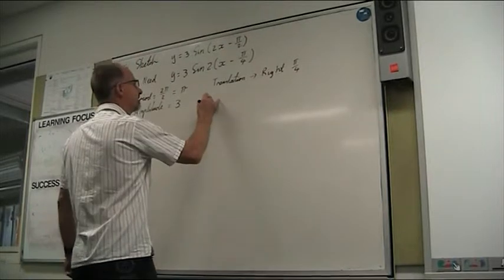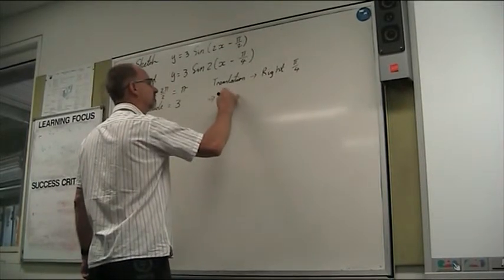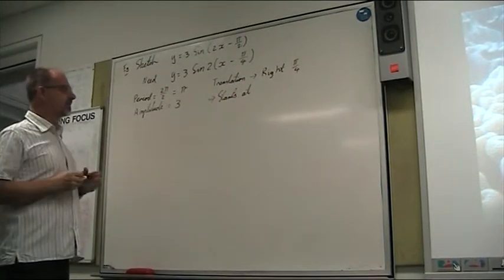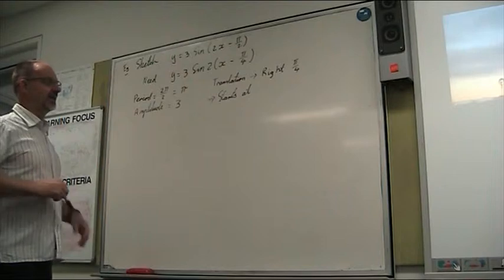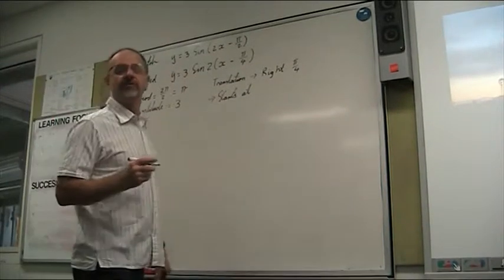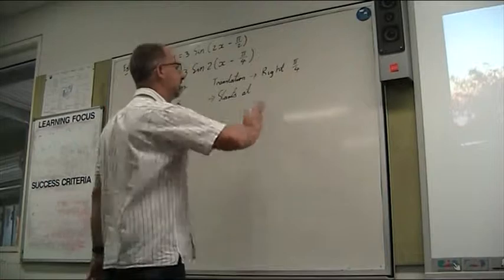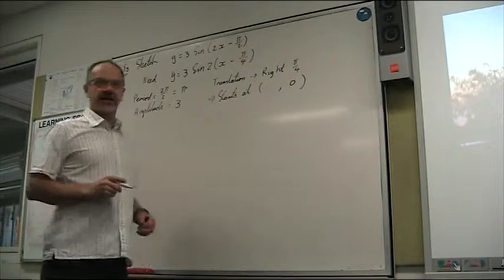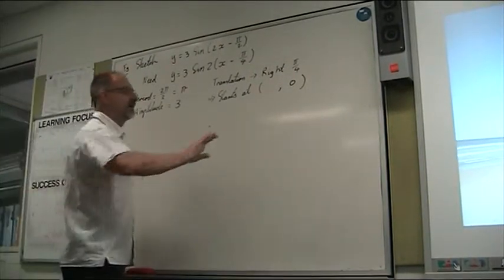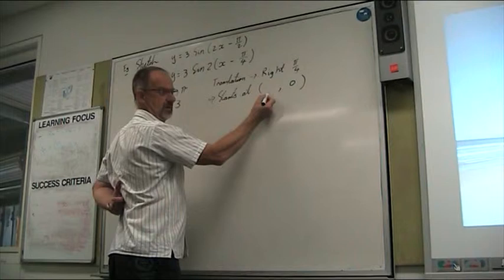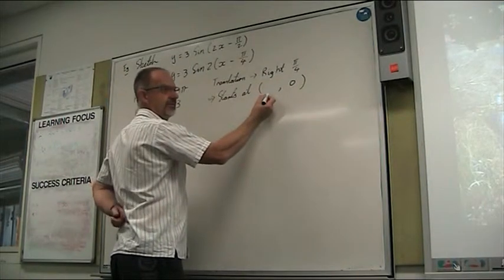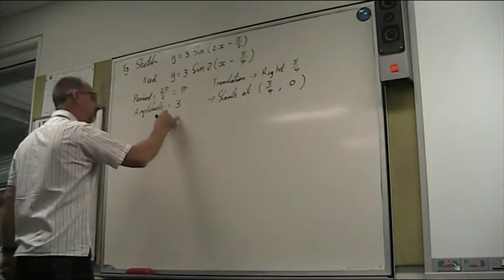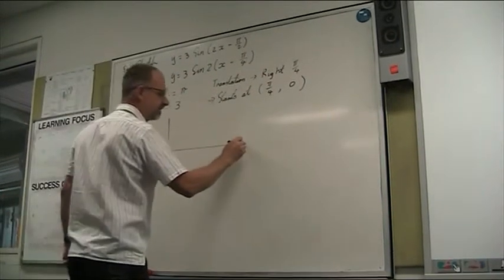And where are we going to start? Alright, so it's a sine. So a sine would normally start at 0, 0. We've got a translation to the right. It hasn't been translated up or down, so it starts at 0 there. But the x now starts at pi over 4. Okay, so we can use that to help us sketch.